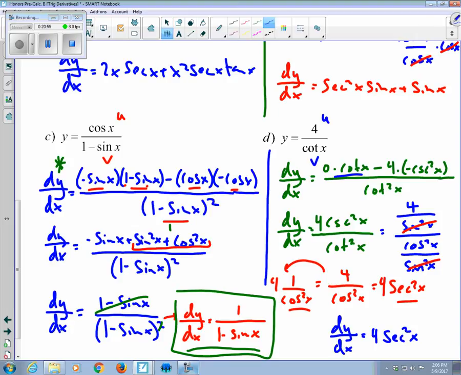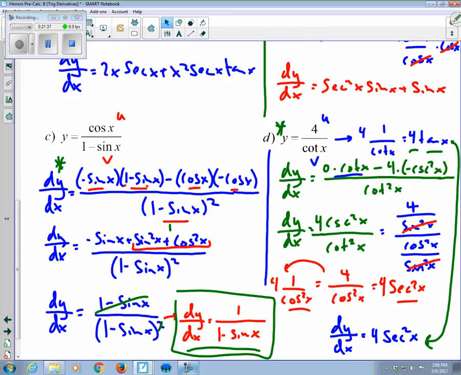Now, right here, what we want to think is, you know, sometimes it's going to be easier to simplify after we take the derivative, but really what we've got with our 4 over cotan x is 4 times 1 over cotan x, and we know 1 over cotan x is actually tan x. So right here we can say we've got 4 tan x, and now this would be a constant times tan, right? So the derivative here would be our constant times the derivative of tan, which would give us our 4 times secant squared x. So sometimes it's easier to simplify at the beginning, and we can get that simplified derivative much faster.